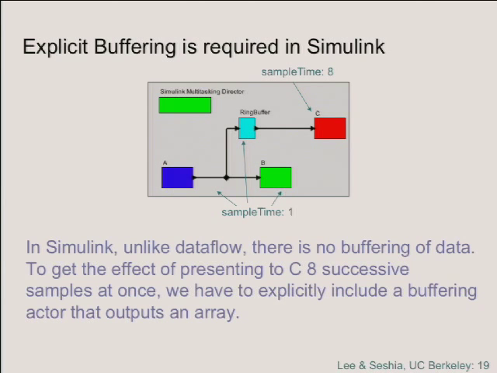Then, in addition, you can set what are called sample times in Simulink for each of these blocks, which simply specifies how often they should execute. So it's the sample period. I don't know why they called it sample time, but it's sample period. Okay, and if you set the sample time of this red block to 8, then it will execute 1/8 as often as the others.